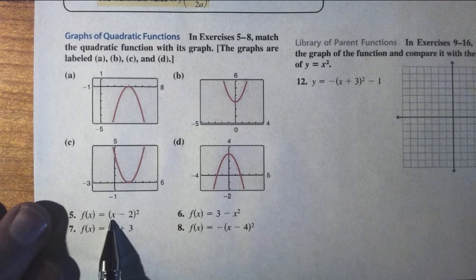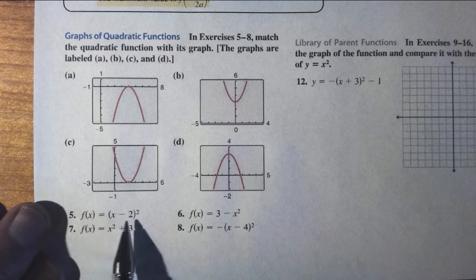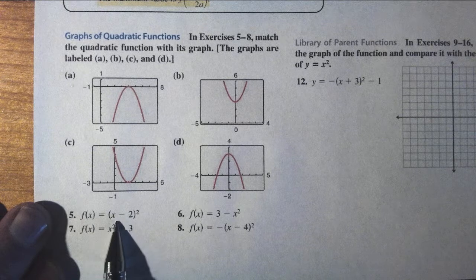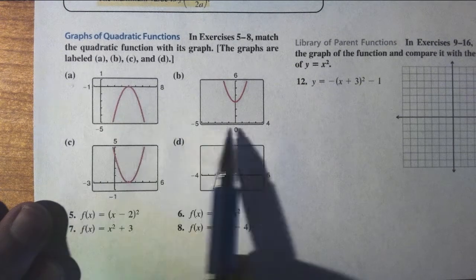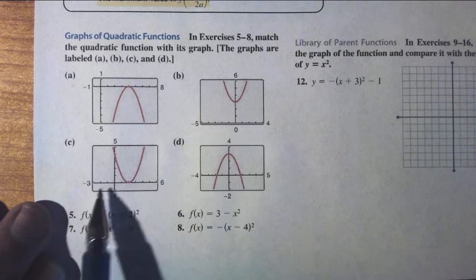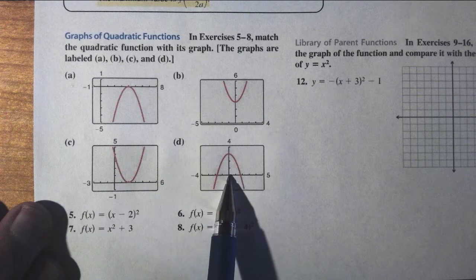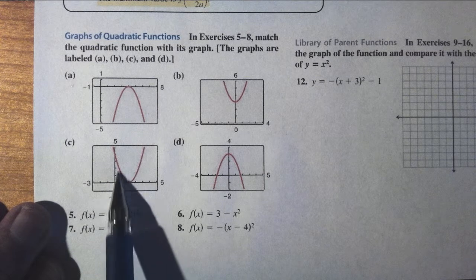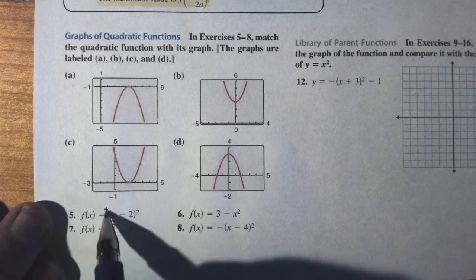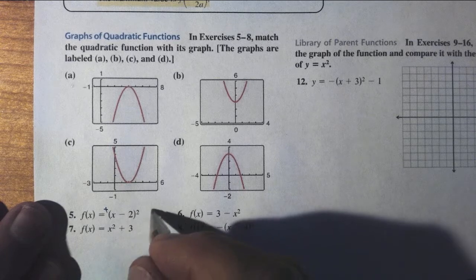The x-value of the vertex is 2. Do any of these parabolas have a vertex at 2? Well, the vertex of this is over at 4, the vertex of this is at 0, the vertex of this is at 2, and the vertex of this is at 0. Now, you might also note that this parabola is going upwards. That's because this is a positive. So number 5 is C.